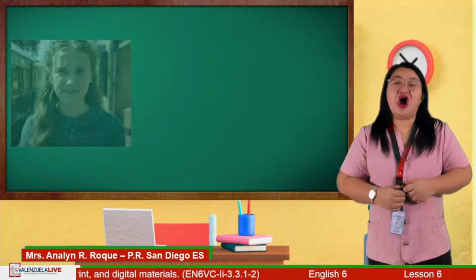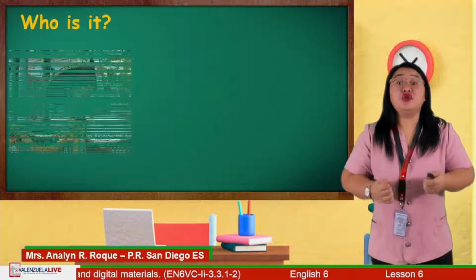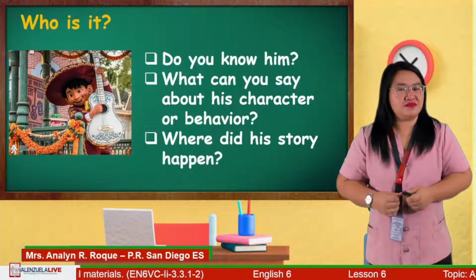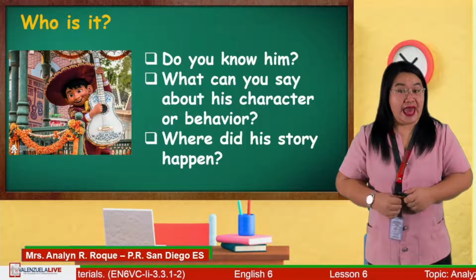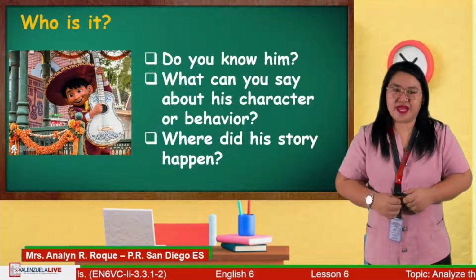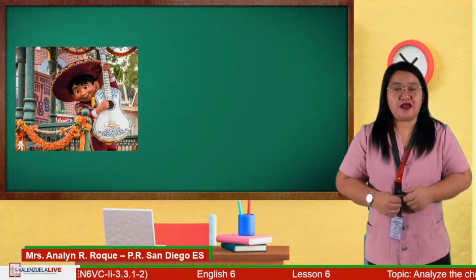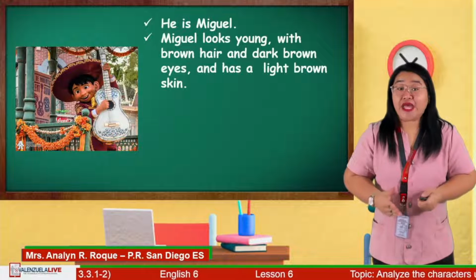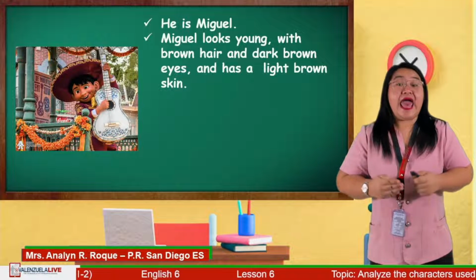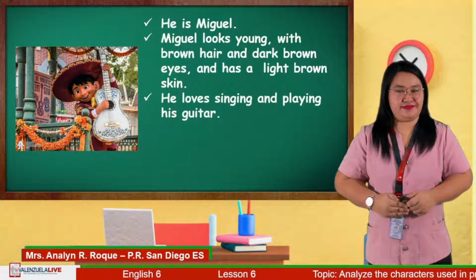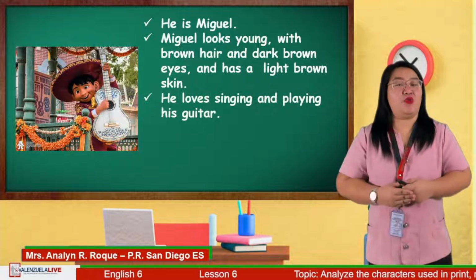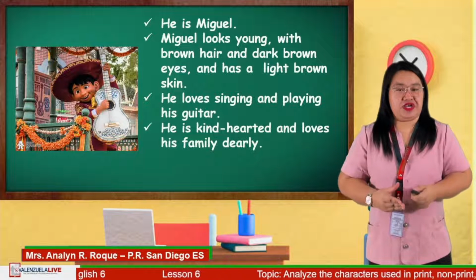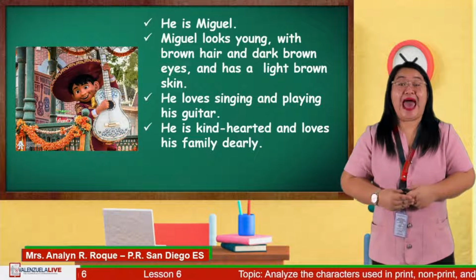How about our third picture? Do you know him? What can you say about his character? Where do you think his story happened? Yes, he's Miguel from the movie Coco. Miguel looks young, with brown hair and dark brown eyes, and has a light brown skin. He loves singing and playing with his guitar. He's kind-hearted and loves his family dearly. And his story happens in a town.